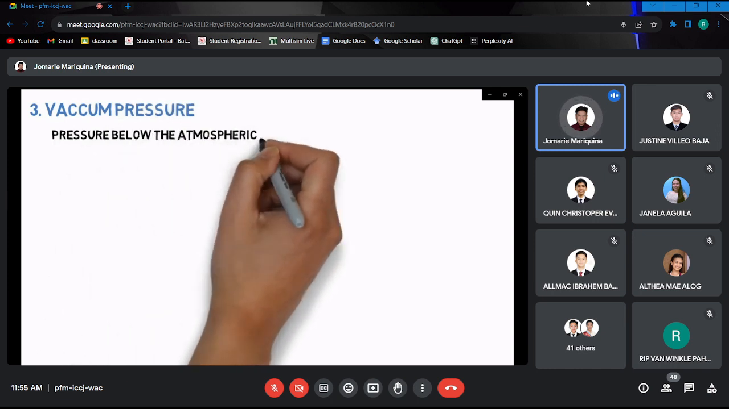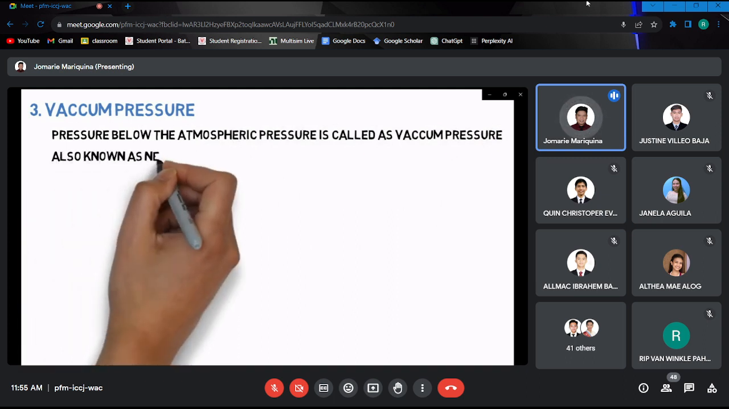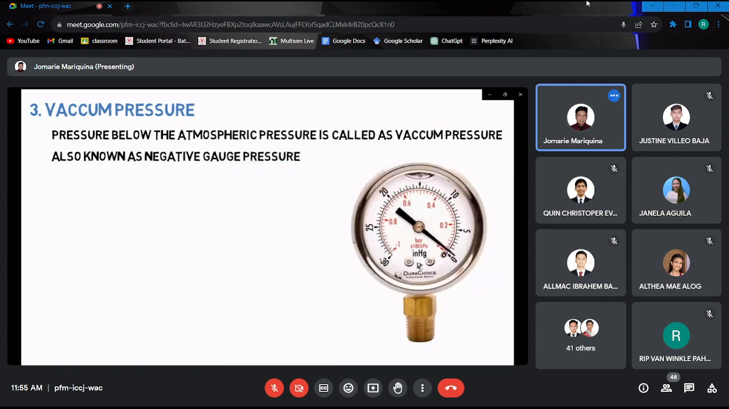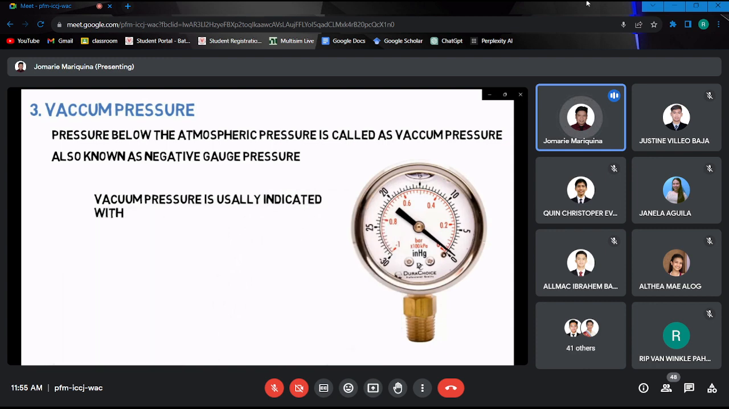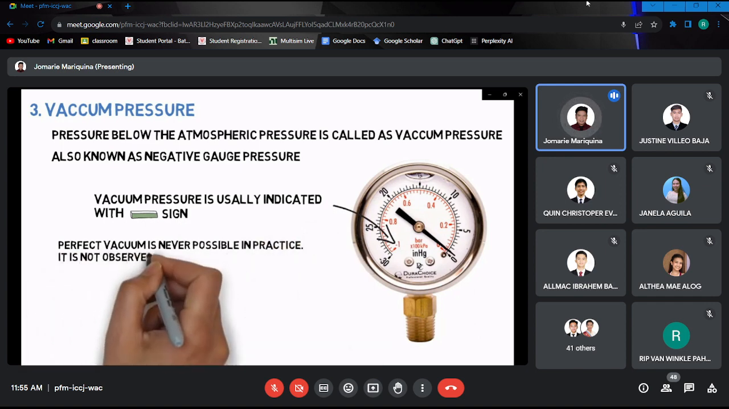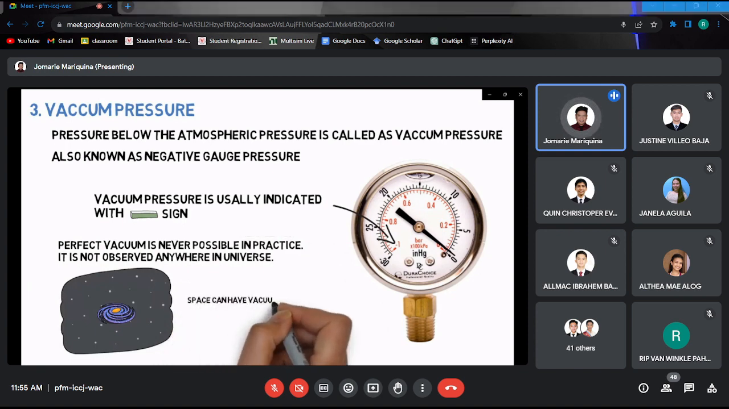Pressure below the atmospheric pressure is called vacuum pressure. Vacuum pressure is also known as negative gauge pressure. Vacuum pressure is usually indicated with a negative sign. Perfect vacuum is never possible in practice. It is not observed anywhere in the universe. Even space has a very low pressure, which means it is not a complete vacuum.